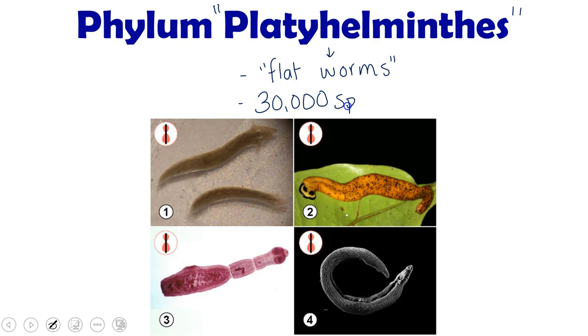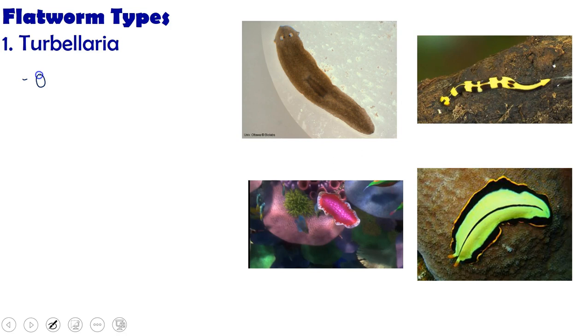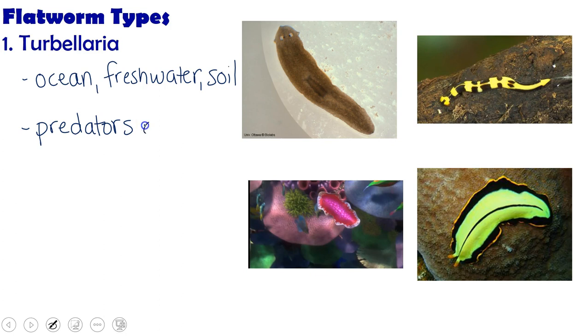So let's take a look at a few different kinds of these. Our first one is our turbellarians. Our turbellarians can live in the ocean, in fresh water, or in soil. And unlike the other flatworms that we'll see today, these ones are typically predators or scavengers. They are not parasites. And they all have a simple pair of eye spots, which they use to detect light and dark. They can't really see images, but they can sense light and dark.